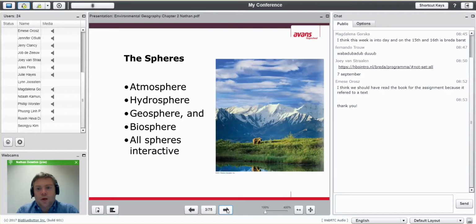So just to give you a quick refresher of what we talked about last time, we talked about the so-called spheres, the four major systems: the atmosphere, which is basically the air, the hydrosphere, which includes water systems, both surface and groundwater, the geosphere, which is geologic, and the biosphere, all living material.